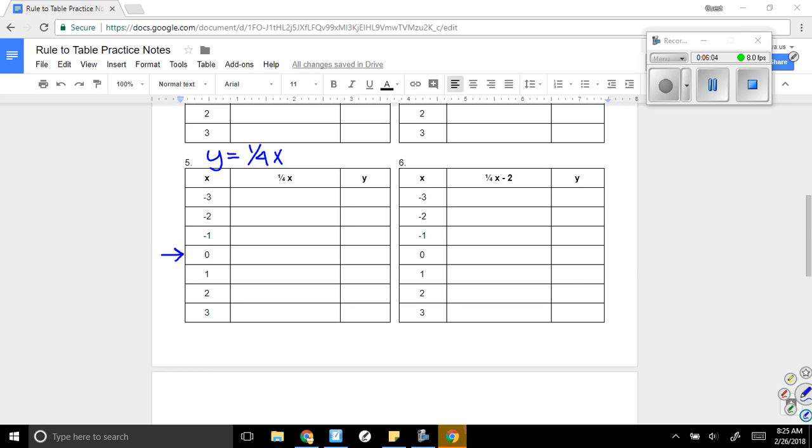So whenever I see a fraction and I want to be able to use my calculator, I'm actually going to change 1/4 into a decimal so it's a little bit easier for me to type in. So 1/4 is 0.25, and I'm still going to squish X up next to it because it's still getting multiplied.